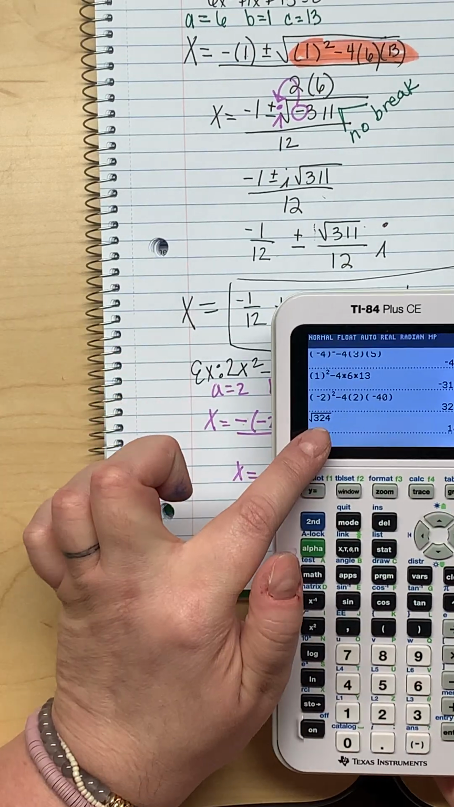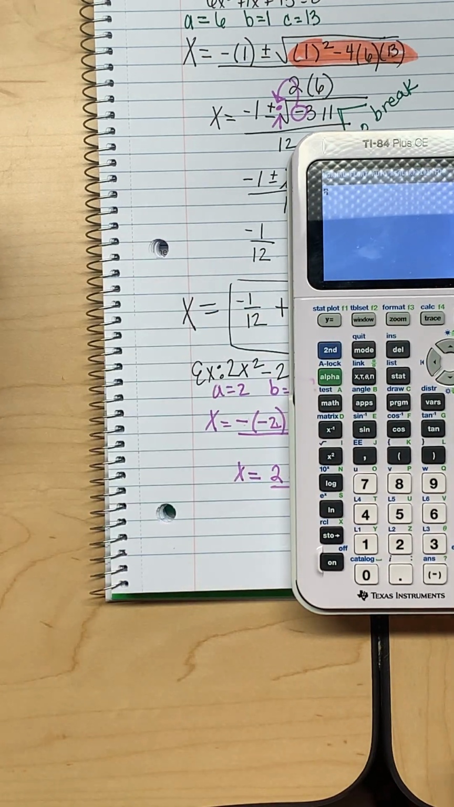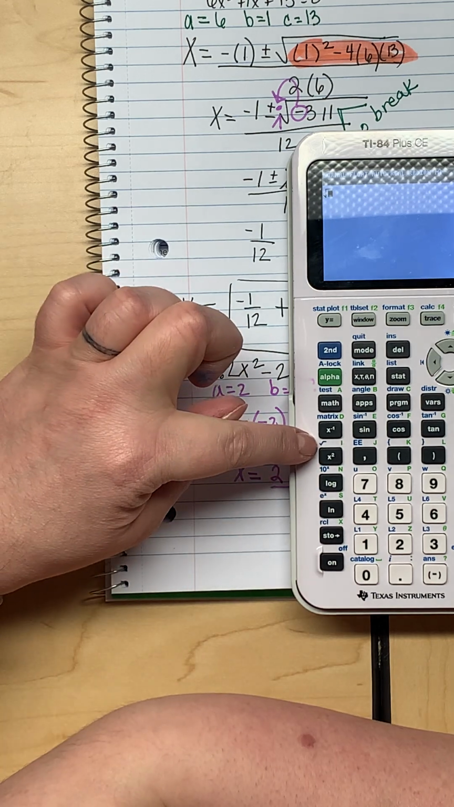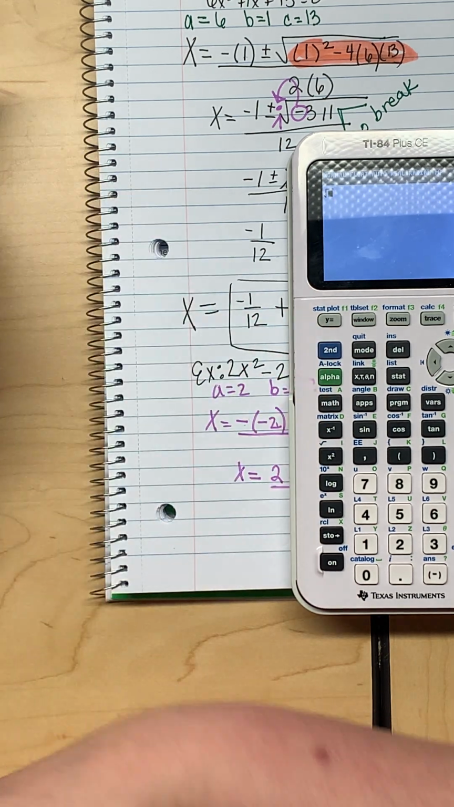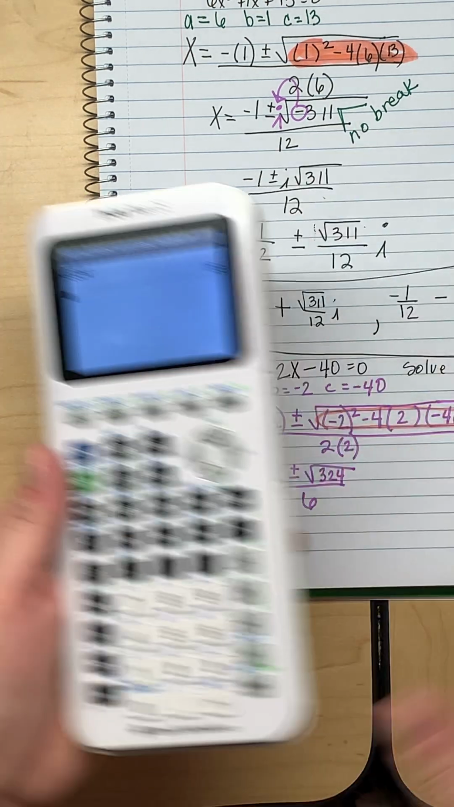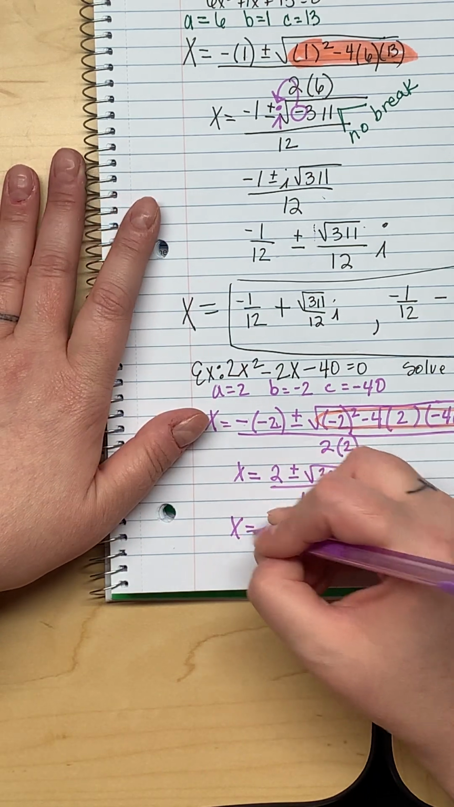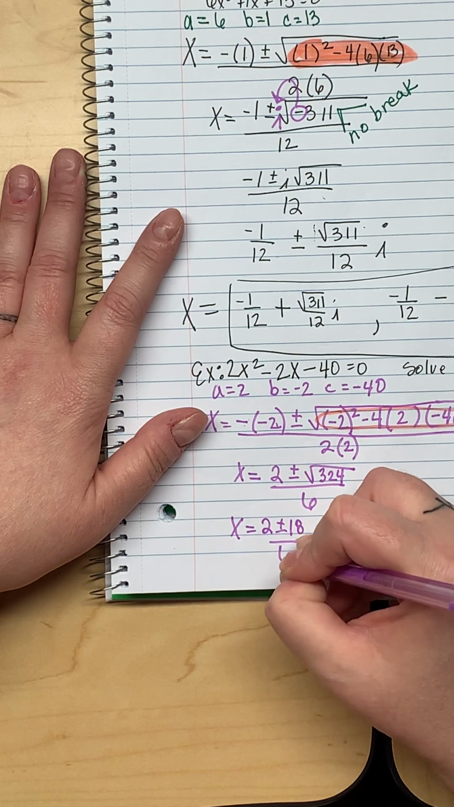If you square root 324, to get the square root, you press second and then x squared. Because see, the square root is blue, so that means you have to press the blue button first. Okay, and then let me type 324. And holy poop, it's 18. We just saved time. So you get x equals 2 plus minus 18 over 6.